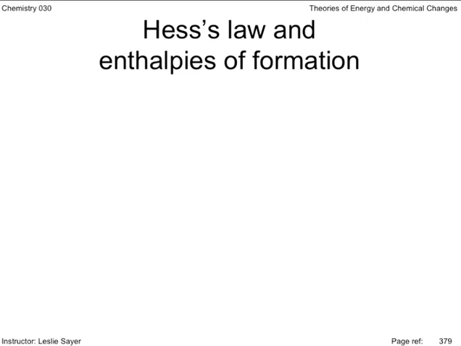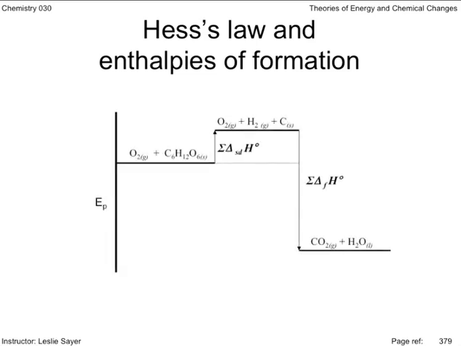A variation of Hess's law allows you to calculate the enthalpy change for almost any reaction between compounds by using the compound's enthalpy of formation. This potential energy diagram represents the 2 steps of photosynthesis. The first step sees the decomposition of reactants into their elements. The second step sees the formation of products from those elements.